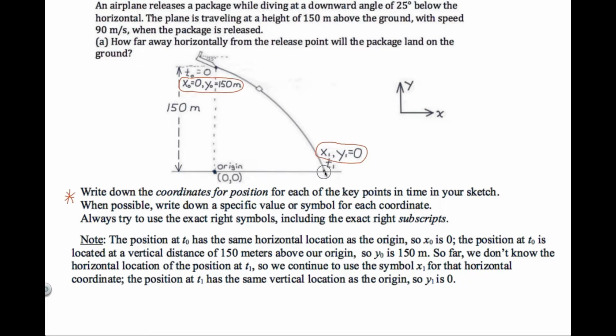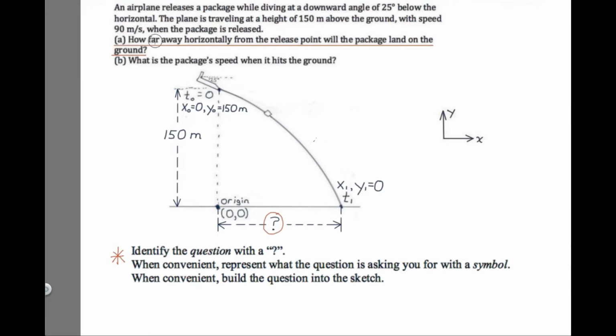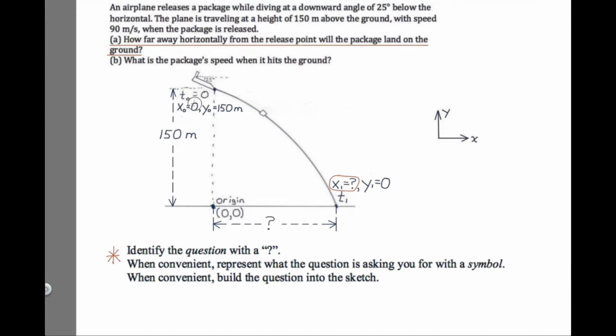So far, we don't know the horizontal location of the position at t sub 1, so we will continue to use the symbol x sub 1 to represent the horizontal coordinate for this position. Part A asks us to find the horizontal distance between the release point and where the package lands on the ground. We can build that question into the sketch, like so. Because x sub 0 equals 0, this horizontal distance will be equal to x1. So we can use the symbol x1 to represent what the question for part A is asking us for.